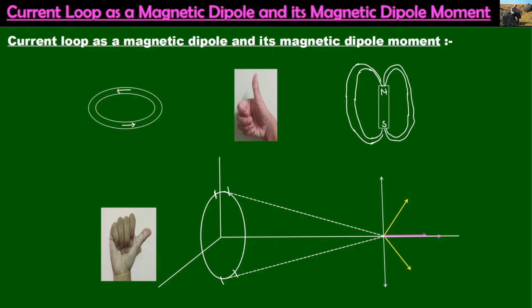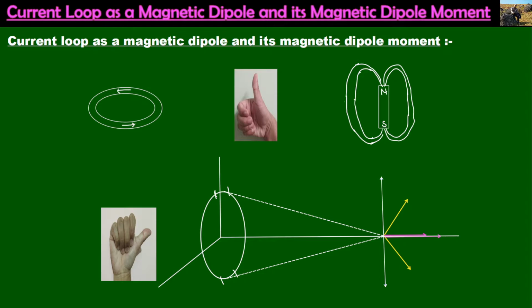In this teaching module, we will emphasize and accentuate one important topic of discussion, which is the current loop behaving as a magnetic dipole. And also we will study one important property of a magnetic dipole, and that is its magnetic dipole moment.